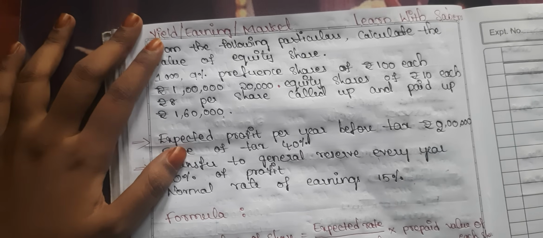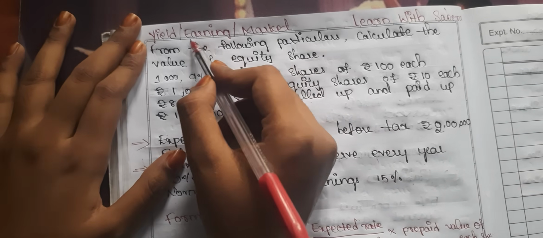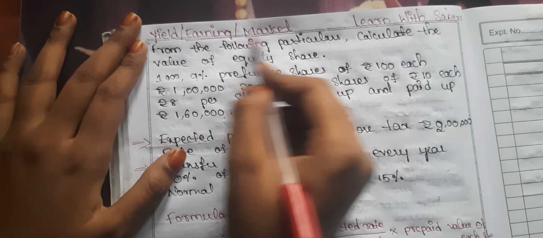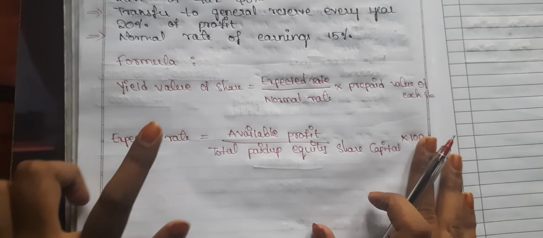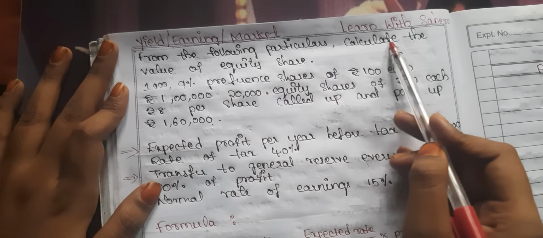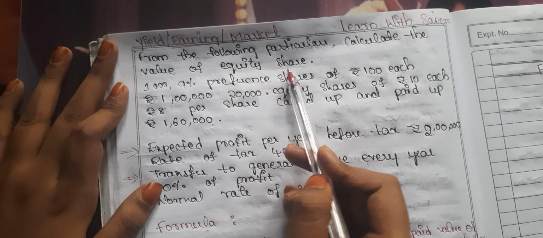Yes, we completed the net asset method. Now we will go to the yield basis method. Yield is also known as the earning method or market method. Whatever they ask you, it is the same. For this also there is a formula. If you understand this formula, you can easily do it. So have a look at the question. From the following particulars, calculate the value of the equity share.